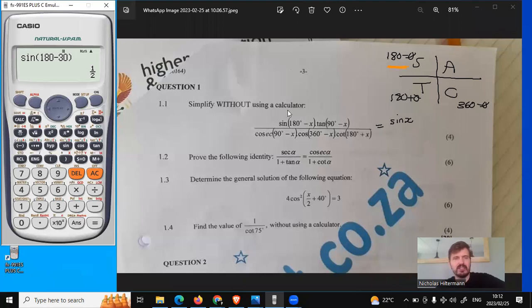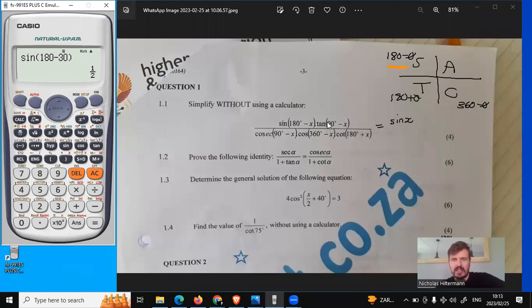And so I know it's not a half, right? Because 30 is just the arbitrary value that I've given it, but it's not actually 30. I just want to find out before I continue, is it going to be positive or negative? And I see, okay, it's positive. So the sine of 180 minus x is positive.